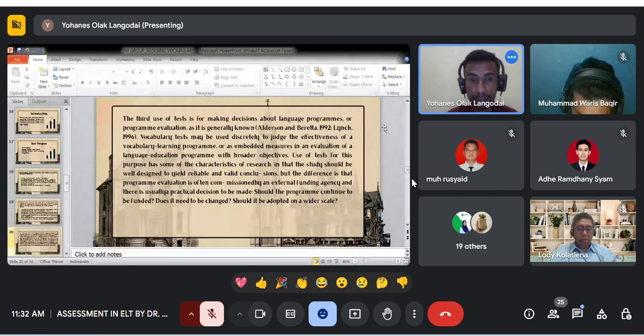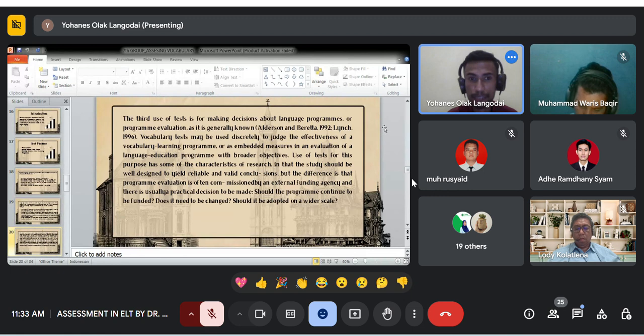And the third use of the test is for making decisions about language program or program evaluations. As it is generally known, Alderson and Barretta 1992, Lynch 1996, vocabulary tests may be used discretely to judge the effectiveness of a vocabulary learning program or as an embedded measure in evaluations of language education program with broader objectives.